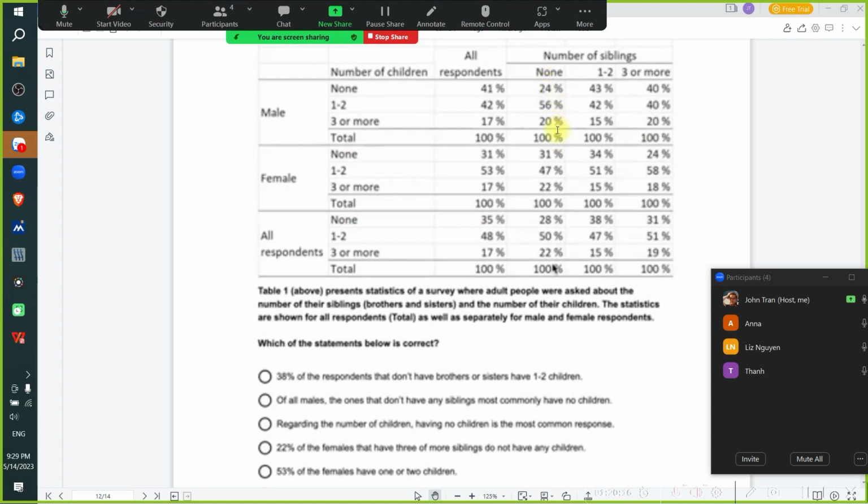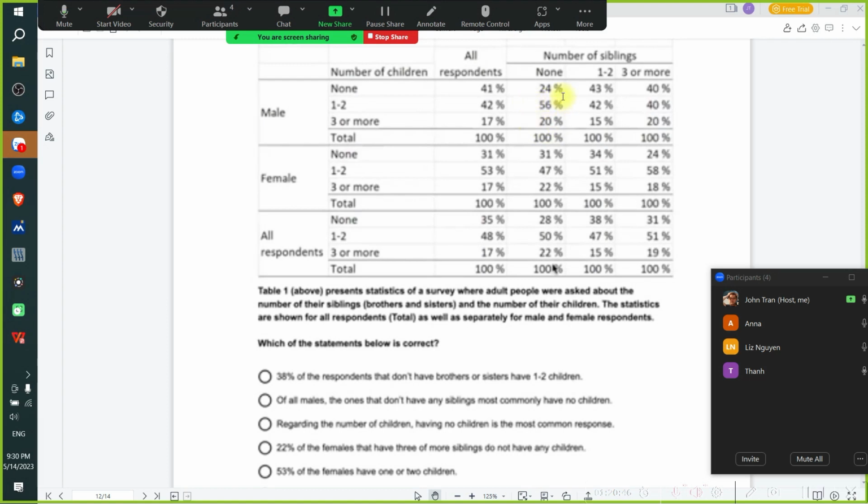I don't think so, right? Because they have 1, 2, 3 or more people, you know. But 42 plus 15, it's about 57. Mình lấy bây giờ cái tất cả các đàn ông nè, mà nó làm sao? Những người không có sibling, tức là cái tính cái cột này nè. Thì làm sao? Cái số người có children là 56% cộng 20%, 20% nó sẽ ra được là con số 76%, đúng không mọi người?